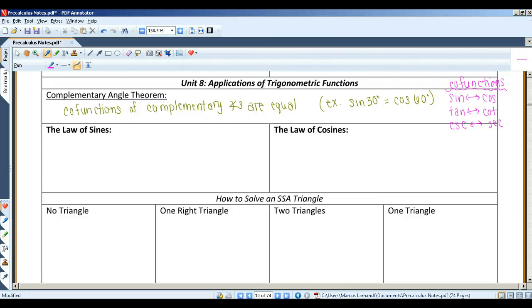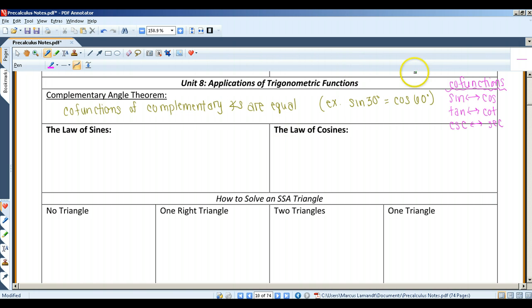Alright, you guys, please turn to Unit 8, Applications of Trigonometric Functions. Two acute angles are called complementary if their sum is a right angle, or if they add up to 90 degrees. Because the sum of the angles of any triangle is 180 degrees, it follows that, for a right triangle, the two acute angles have to be complementary.